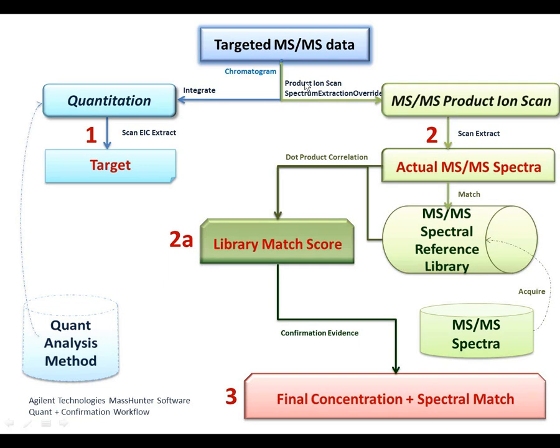So on this side, we're going to take the product ion scan, that MSMS product ion scan, and collect the actual MSMS for that sample. We are then, in a very similar manner to other workflows, going to match that up against a spectral library. Now note that the spectral reference library is also an MSMS product ion scan. So that match will be correlated, producing a library match score. That provides confirmational evidence, and the final concentration comes along with a score, spectral match.